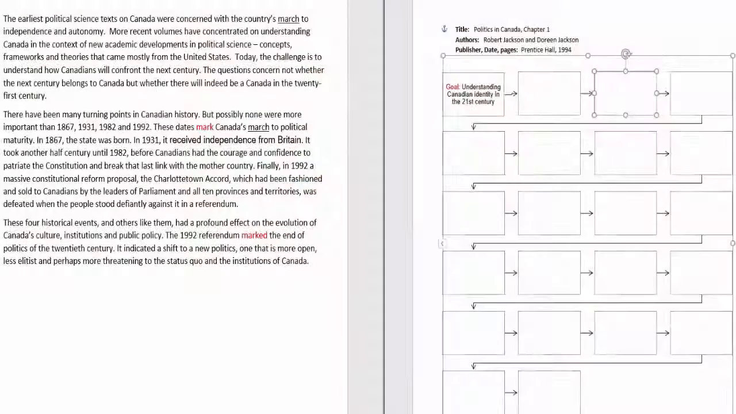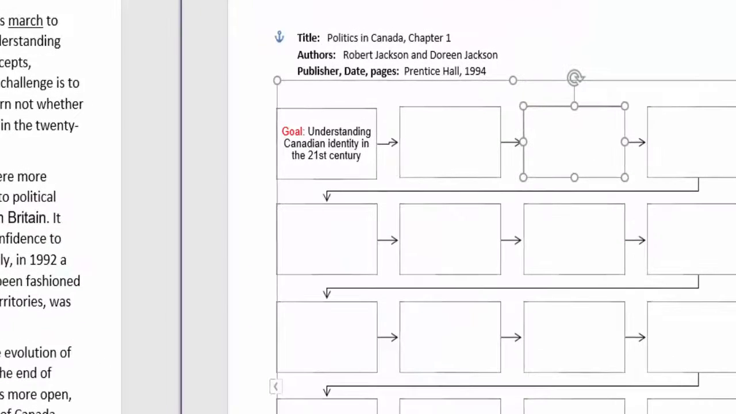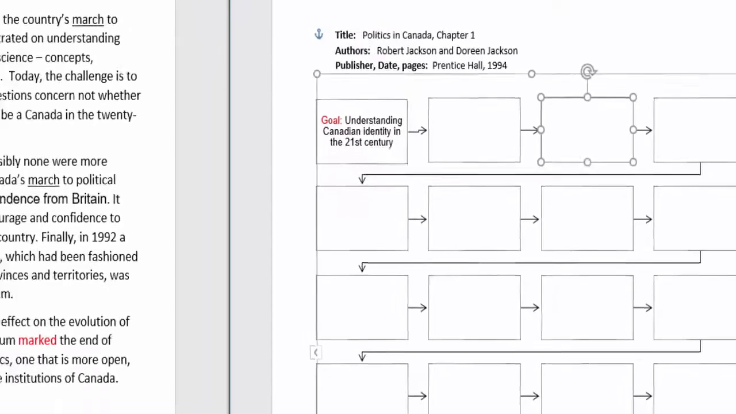Now, let's try to find the main ideas and fit them into the flowchart organizer. First, make sure that you write down information about the reading, the title, authors, publisher, date, and pages, so that you can refer back to them if need be. Write these at the top of the flowchart. I've already captured the main idea in the first paragraph for you. The authors are pointing to the fact that Canadian identity continues to evolve into the 21st century.